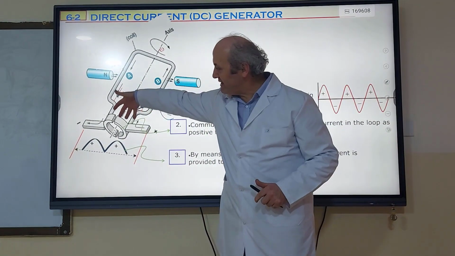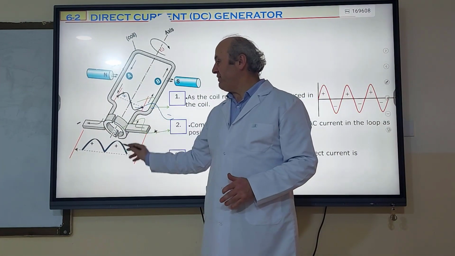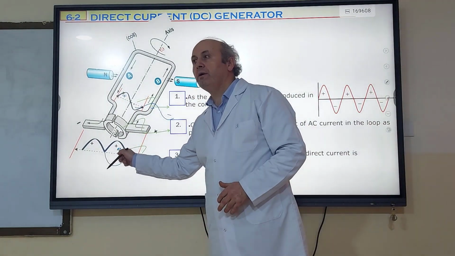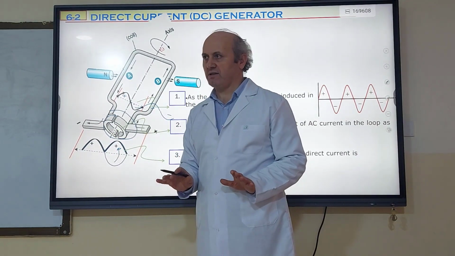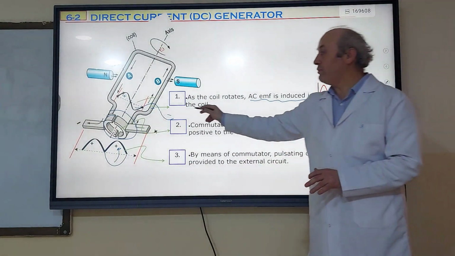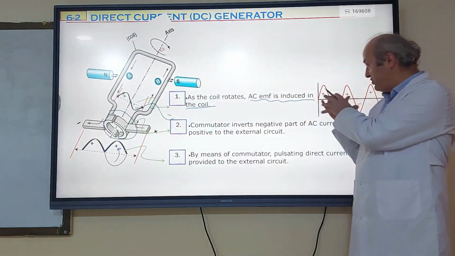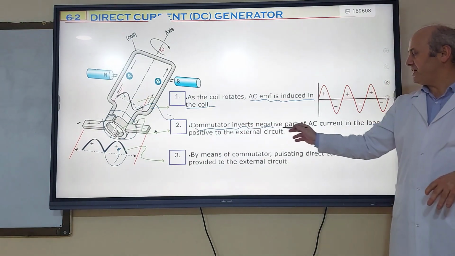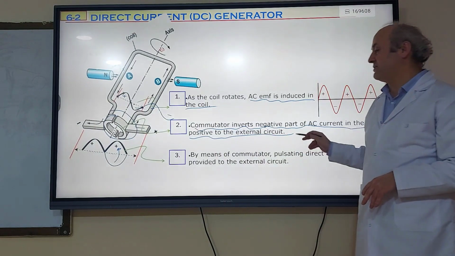But as this AC current passes through commutator, it inverts this negative part. It was negative, right? This negative part is converted to positive. By what? Commutator. Commutator does this. So, as the coil rotates, AC EMF is induced in the coil. Always in the coil we have AC. But as this AC EMF or AC current passes through this commutator, it inverts the negative part of the AC current in the loop as positive to the external circuit.